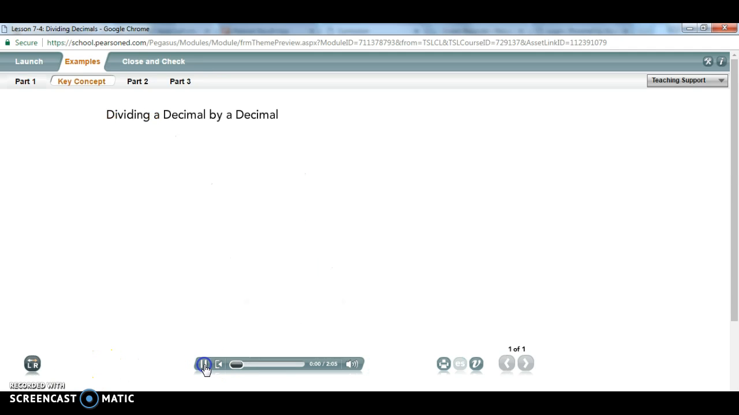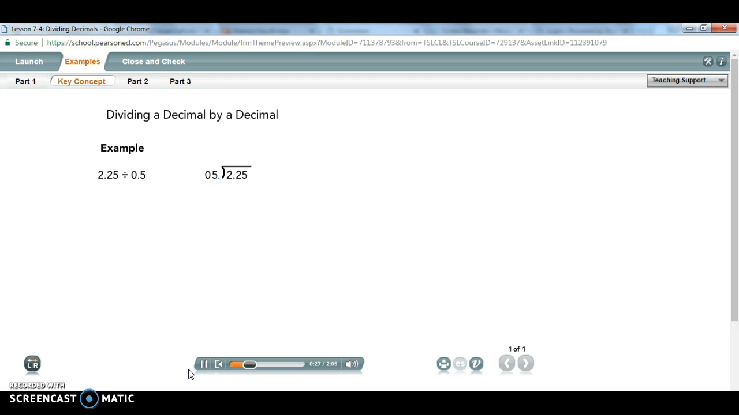Here's the key concept. You can extend what you know about dividing to divide a decimal by a decimal. First, write the division using the standard long division symbol. Then, multiply the divisor by the power of 10 needed to change it to a whole number. To change 5/10 to a whole number, multiply by 10. Move the decimal point one place to the right.